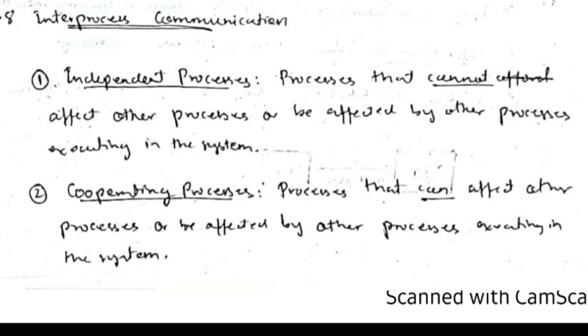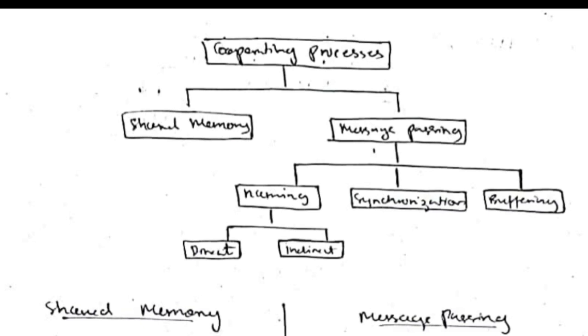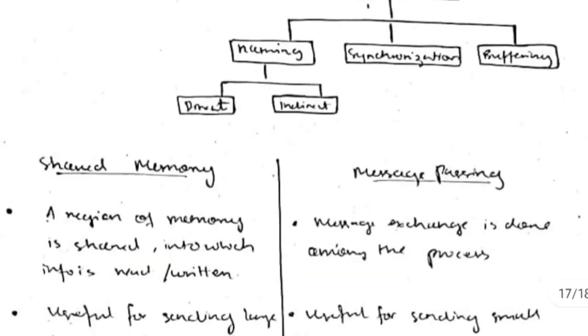In a computer, there will be many processes going on simultaneously. The communication between each of these processes is nothing but interprocess communication. There are two types: the first one is independent process and the second one is cooperating process. Independent processes are those that cannot be affected by other processes. In cooperating processes, the processes communicate with each other, and a process can affect the other processes. There are two types of cooperating process: the first one is shared memory and the second one is message passing. Let's see the difference between them.